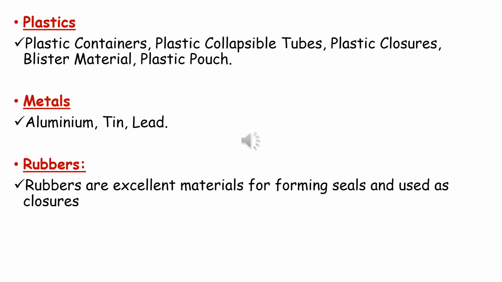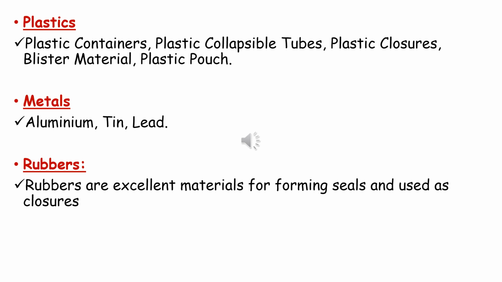Then metal as a packaging material. Metals like aluminium, tin and lead are used for making collapsible tubes. In the pharmaceutical industry, collapsible tubes that are made from tin are preferred because they are compatible with many products but are costly. And the collapsible tubes that are made from aluminium are light in weight and they are mostly used for toothpaste and creams, and they are less costly than the collapsible tubes that are made from tin.